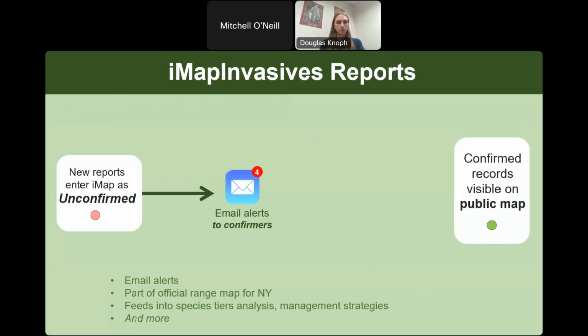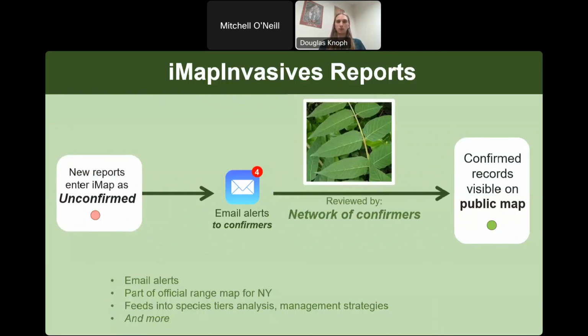Once that data comes in as unconfirmed, email alerts get sent out to a confirming network, which consists of people like the PRISM staff, professional partners in the PRISMs and DEC and whatnot. Basically people who are professionals in invasive species. They can take a look at it, take a look at the photo and confirm it. And then once it's confirmed, it'll show up in that main public database map.